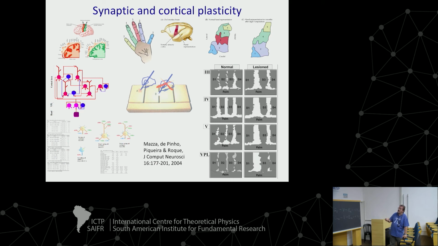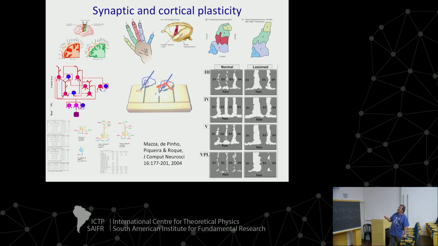Here it's in the somatosensory cortex. In particular, macaques have a representation of the hand in the somatosensory cortex. So they have representations of the digits. And if you surgically cut one of the fingers of the animal, what one observes is that the representation, the so-called somatotopic map, changes.